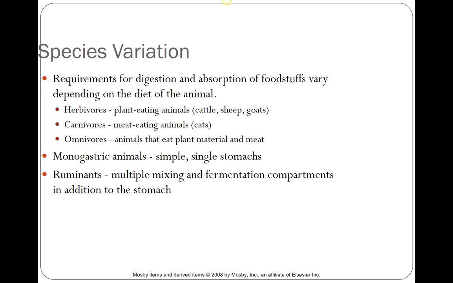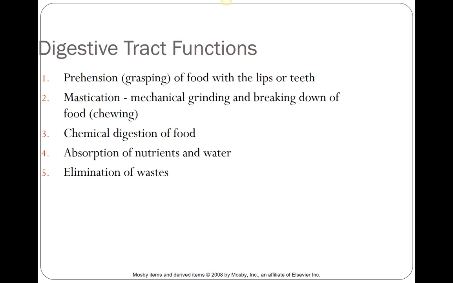Monogastrics have a simple stomach, so the stomach is just one large compartment. And a ruminant is an animal that is a herbivore that has one stomach, but that stomach has 4 different compartments.